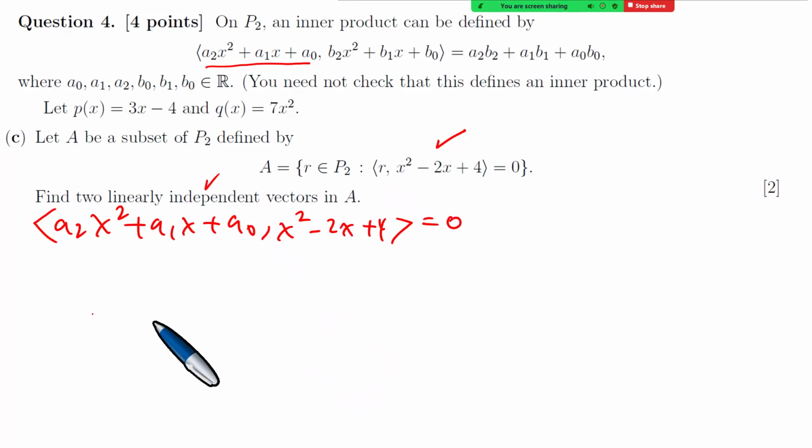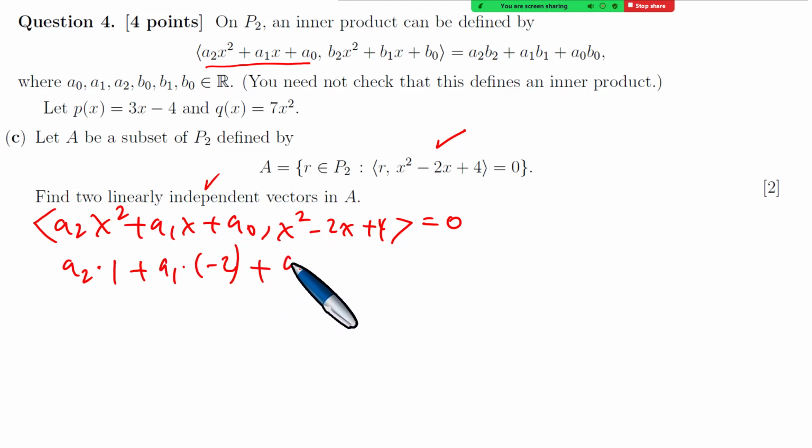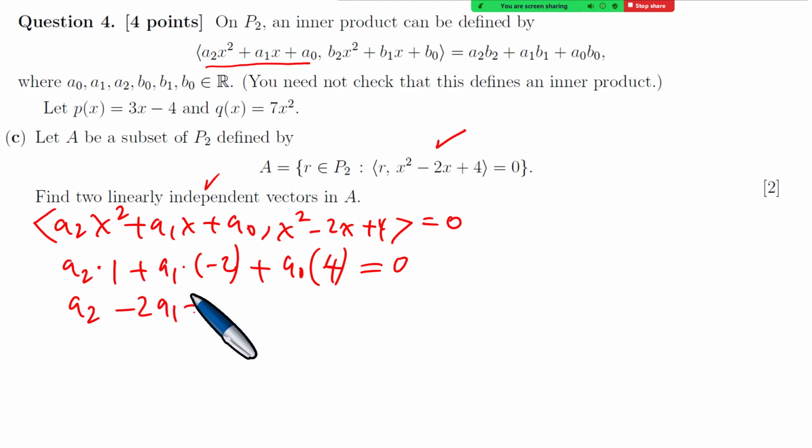So what is the definition of this here? The definition is going to be that we multiply A2 with 1, and then we multiply A1 with -2. We multiply A0 with what? And the result is 0. Now we want to analyze what is happening here. So this is A2 by 1, which is exactly A2 minus 2A1 plus 4A0. The result is what? It is 0.